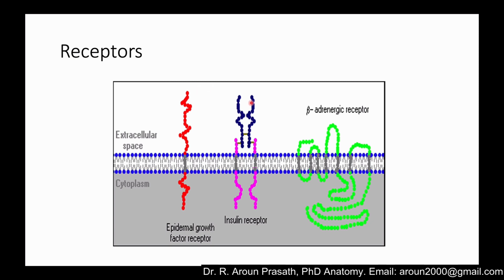So insulin comes and attaches to the receptor. Through the receptor it goes inside the cell. Okay, and it helps in ATP production.